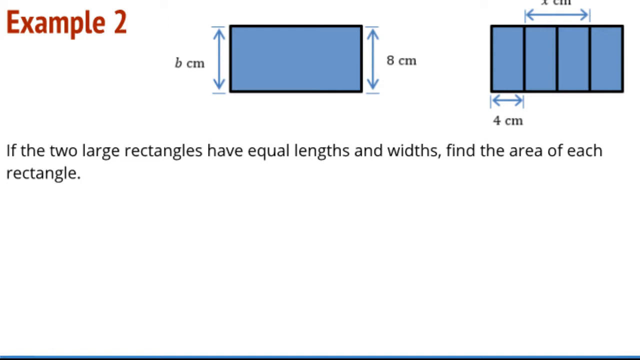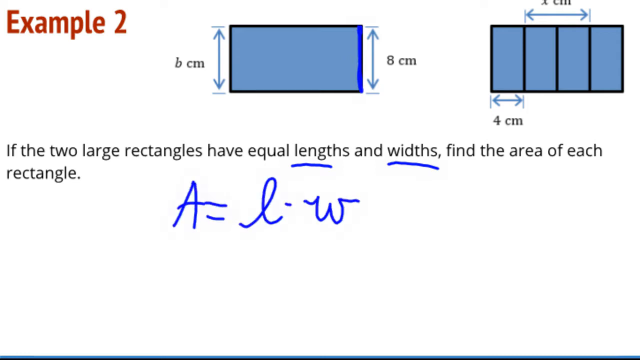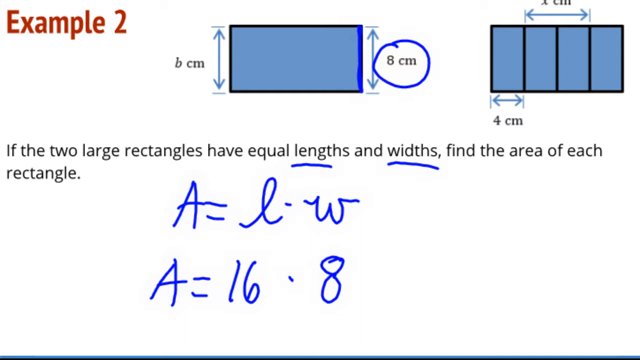So now we're going to be given another piece of information. These 2 rectangles have the same length and the same width. And we need to find the area of each rectangle. Well, let me step back here. The area is equal to the length times the width. I know that the width of the 2 is going to be 8, so I will substitute that in. I know the length is going to be 16 because we just figured that out. So the area is going to be equal to the length times the width, 16 times 8.